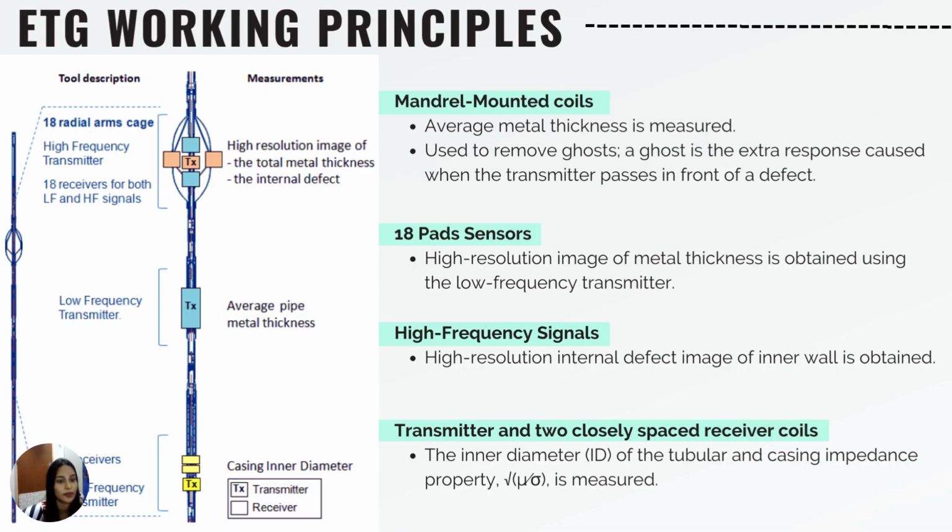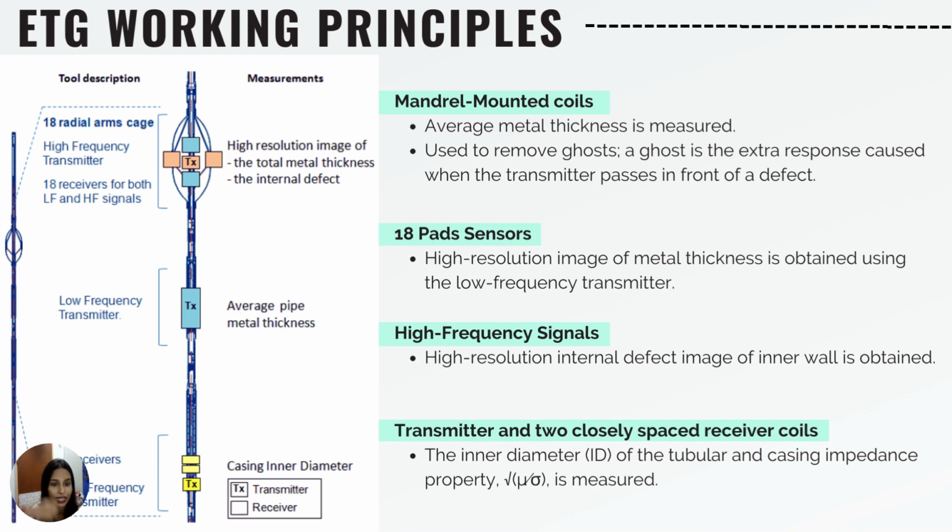Next will be the working principles of the ETG, the electromagnetic thickness gauge. As we can see here, there are a few different components in the ETG, and the first one is the mandrel mounted coils. The mandrel mounted coil gives an average metal thickness, which is measured using this mandrel mounted coil, and it is also used to remove ghosts. Ghost is the extra response caused when the transmitter passes in front of a defect.